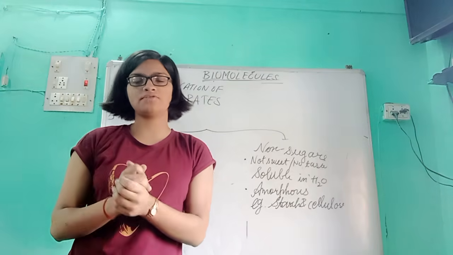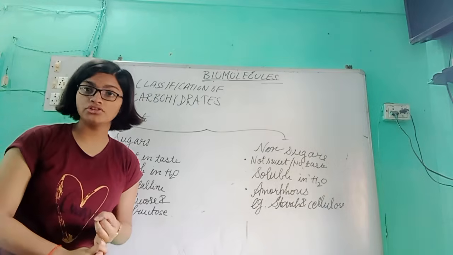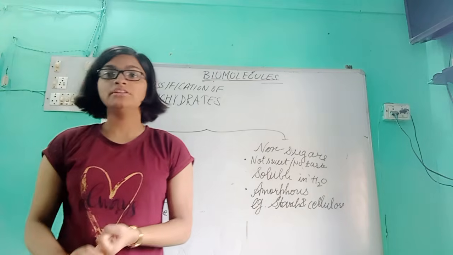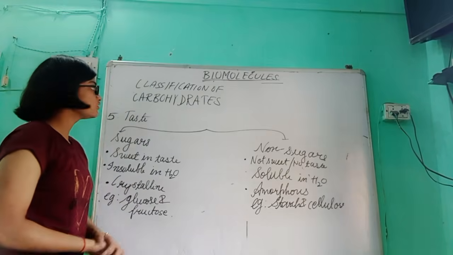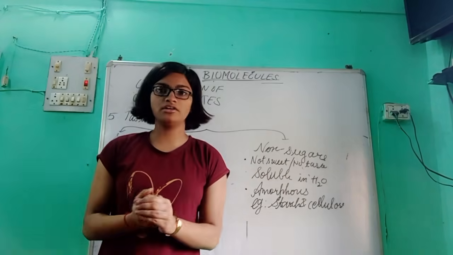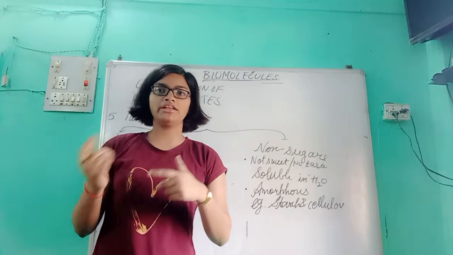Then I told you there are 5 bases of classification: taste, functional group, number of carbon atoms, reducing power, and hydrolysis. So this is our basis of classification of carbohydrates. The next thing we will see is the evidences of glucose. Thank you.